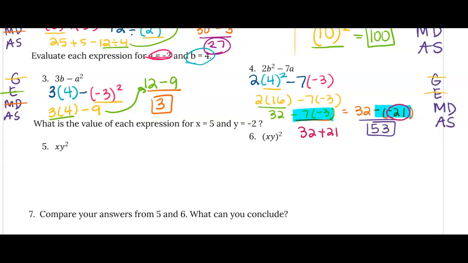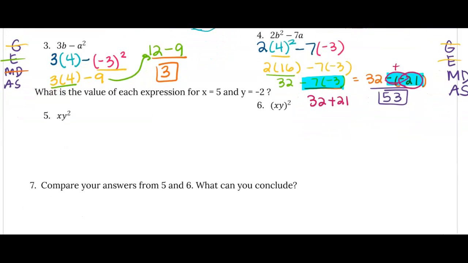But the best part is that negative, remember, will become a positive. So you're really going to do 32 plus 21 anyways. So either way that you think about this problem is correct. You just have to remember that that 21 does eventually become positive to give you a final answer of 53.